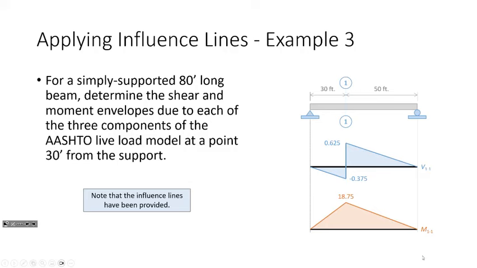Okay. How about my worst case negative shear? Where do I put the tandem? I just take that tandem and give it a little scooch over, such that really what's going on is that. That is my worst case location for negative shear for the tandem. And how do I compute that? V tandem negative.